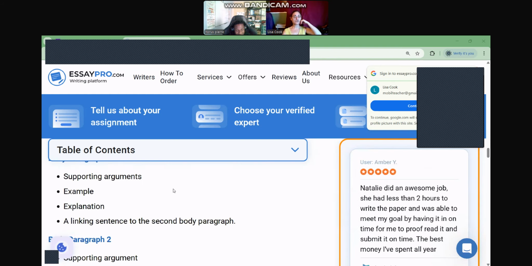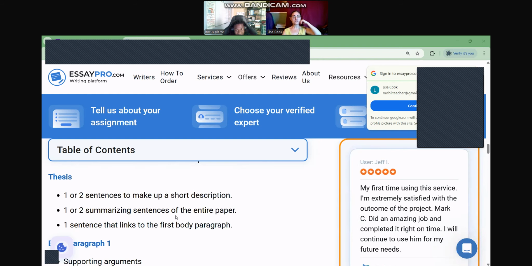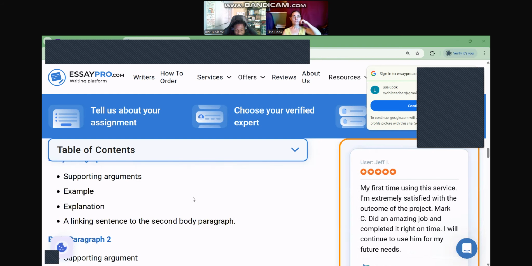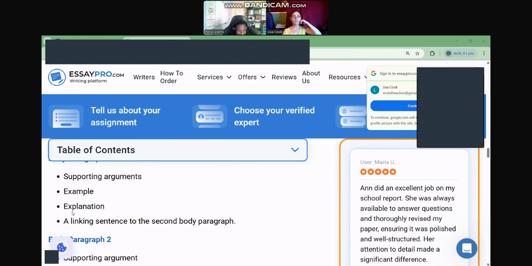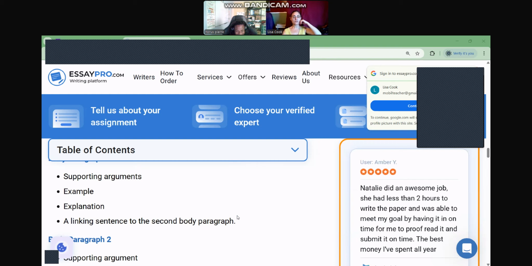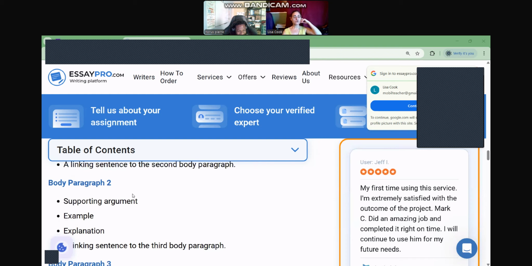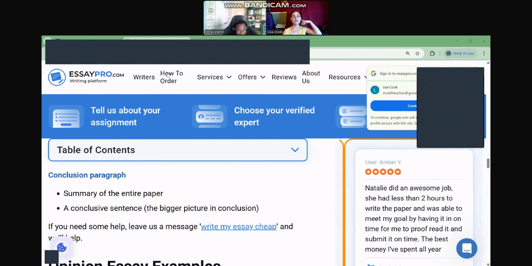This is your introduction. One or two sentences to make a short description. One to two summarizing sentences of the entire paper. One sentence that links it to the first body paragraph. That is your topic sentence. Body paragraph 1: supporting arguments, example, explanation, and link to the second one. Body paragraphs 1, 2, 3 are the same. And there's, let's see.